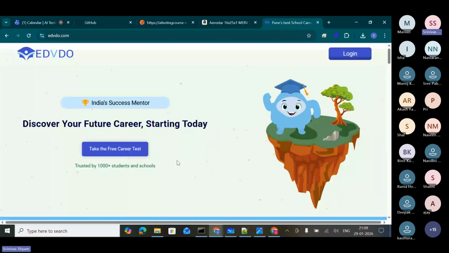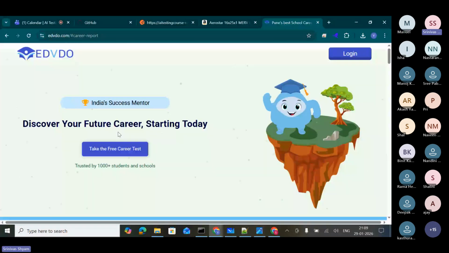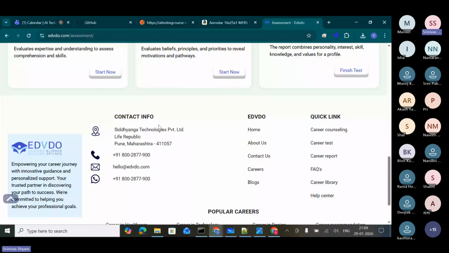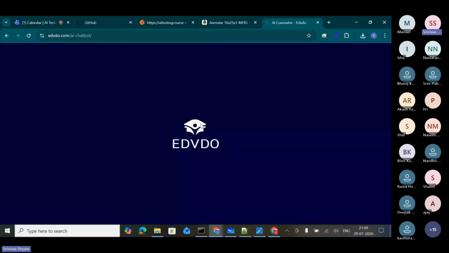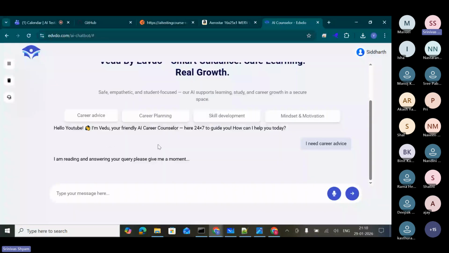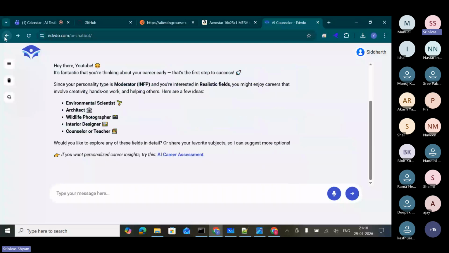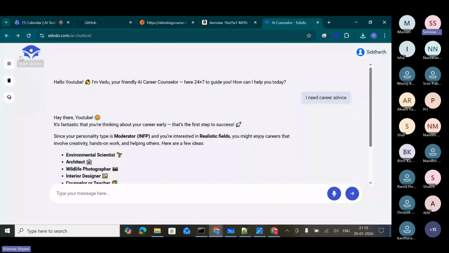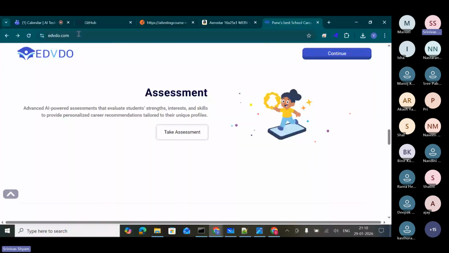For example, let me show you this. Here they have used AI in multiple places. Let me log in very quickly. Just give me a moment. This is one chatbot they have, which gives some career advice and all. So we will use this application. It also has a section where it generates a student assessment report. We will learn this also through this. We will test this application.